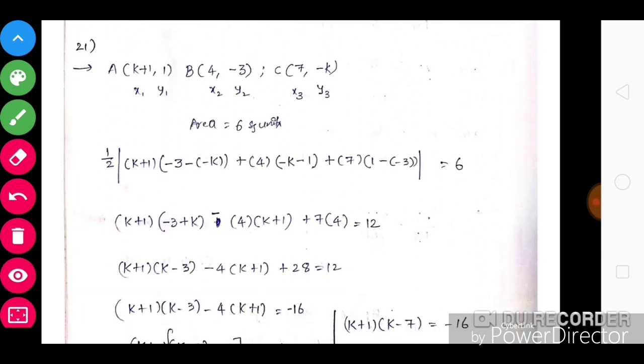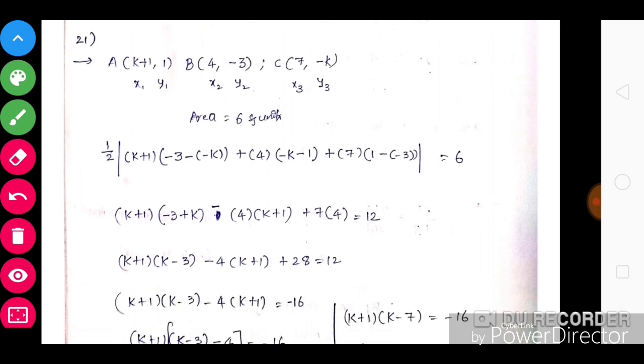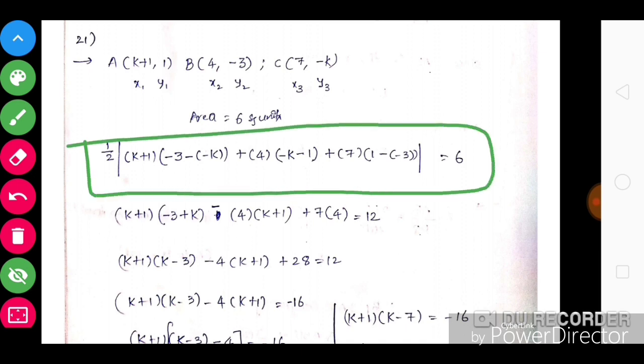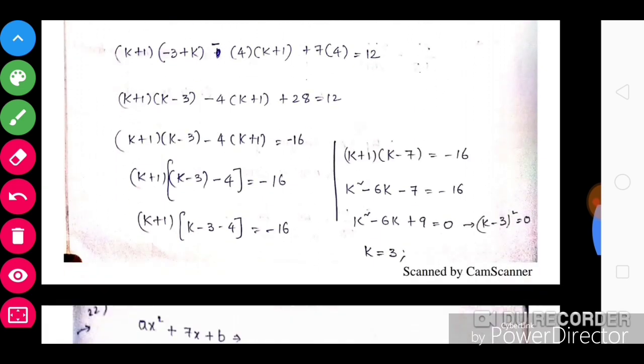Okay. So this question is very simple. They've given the area of the triangle as 6 units. So directly we will use half into x1 into (y2 minus y3) plus x2 into (y3 minus y1) plus x3 into (y1 minus y2). If you use that formula, you'll get the k value as 3.